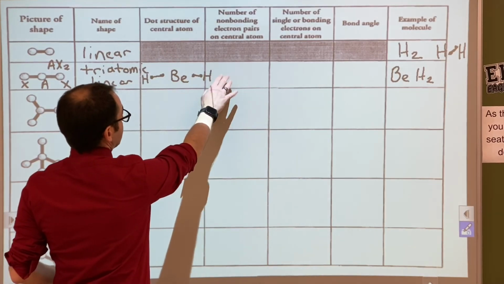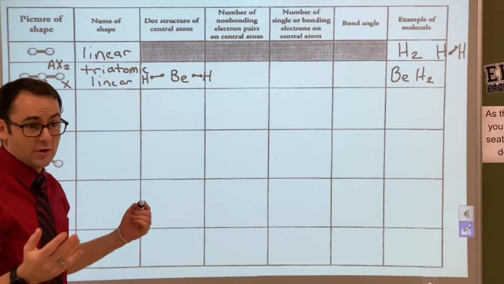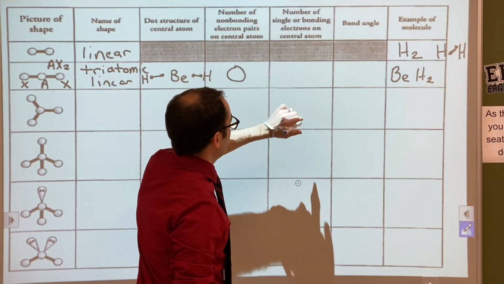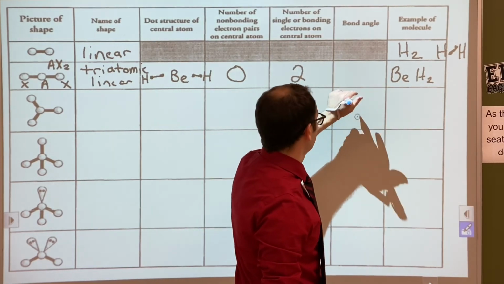All right, so how many non-bonding electron pairs are on the central atom? 0, right? There's no extra electrons there. What about single bonds? How many do we have? 2. And let's talk geometry. What's the angle?